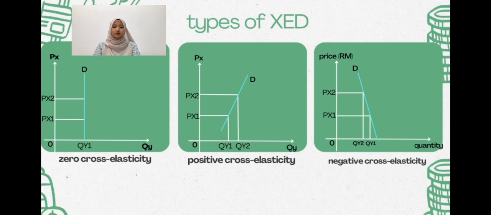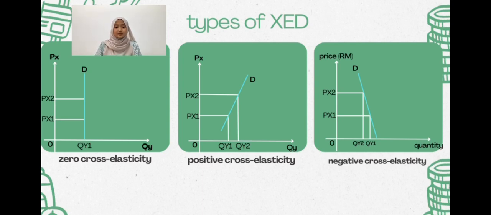First is zero cross elasticity. Zero cross elasticity is when the coefficient is 0. An increase in the price of a particular good will have no impact on the quantity demanded for another good. It is also known as independent goods, for example coffee and clothes. From the graph, we can see that the price increased from PX1 to PX2, but there is no change in quantity demanded for Y. So products X and Y are not related at all.